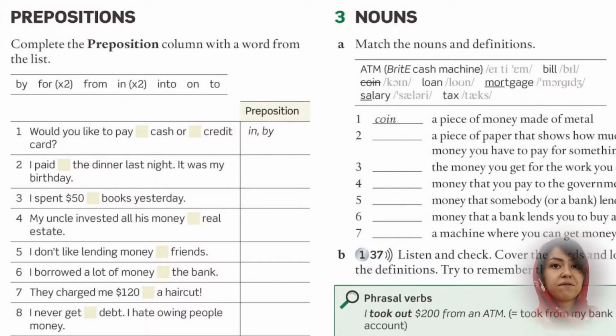Number 6, I borrowed a lot of money from the bank. So, borrow from. They charged me $120 for a haircut. Charge somebody for something. And 8, I never get in debt. Get in debt. I hate owing people money. If you're in debt, it means you owe people money. So, just try to memorize these collocations. They're really important and they're about money.